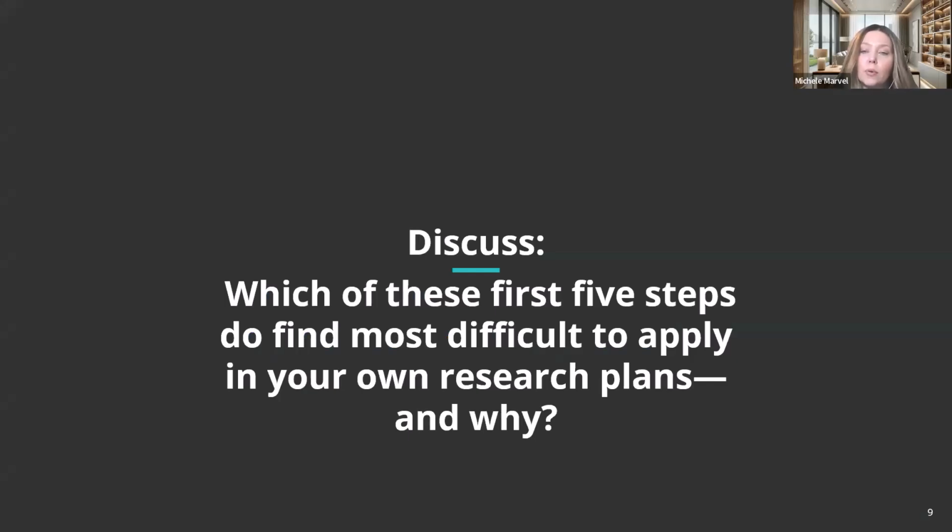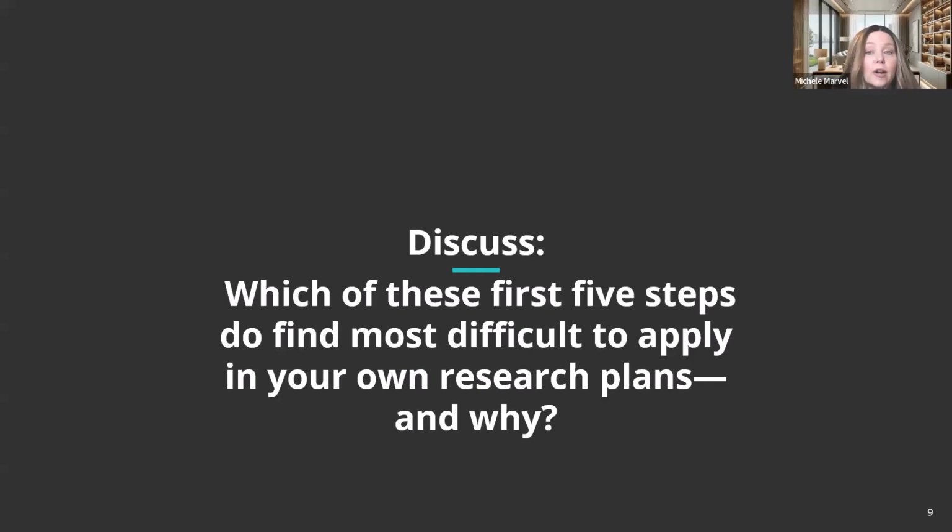We've walked through the first 5 foundational steps of planning a quantitative study, from defining your research problem all the way to selecting your sampling strategy. So here's a question for you. Of these first 5 steps, and you can just reply in the chat, which one do you personally find to be the most challenging in your own research project, and why?